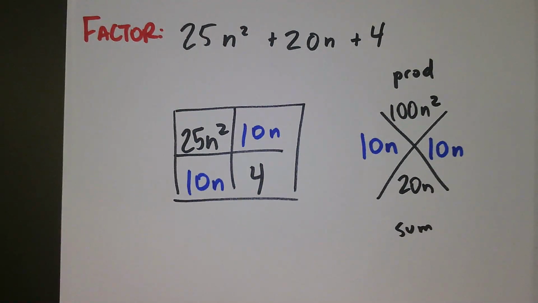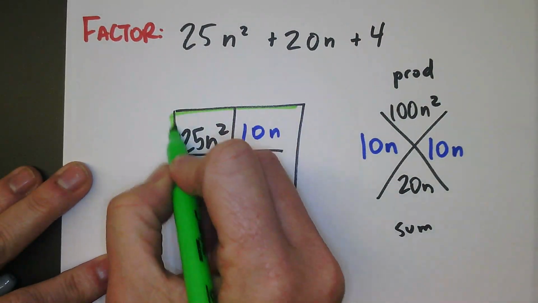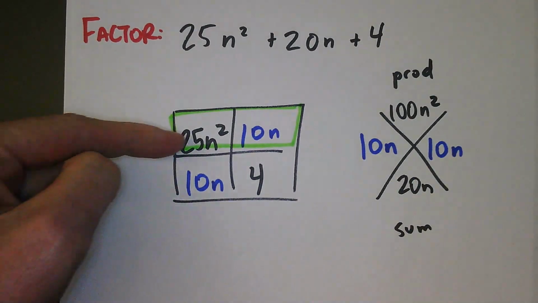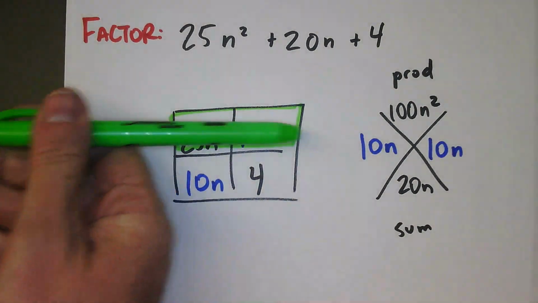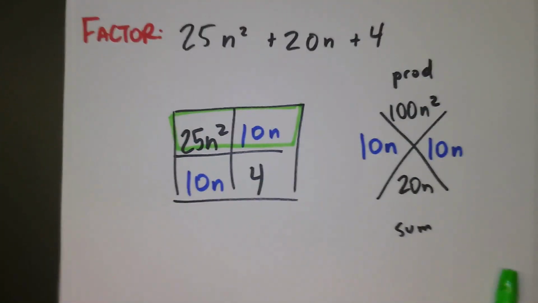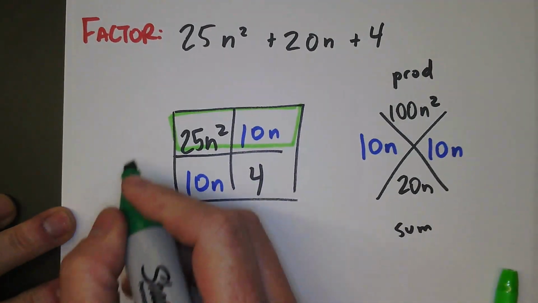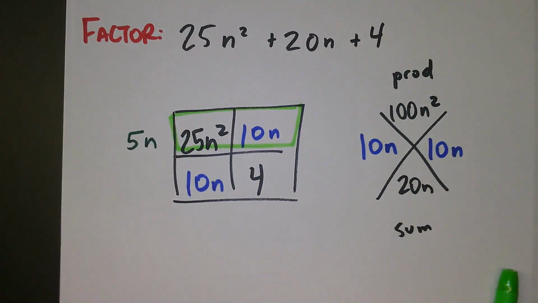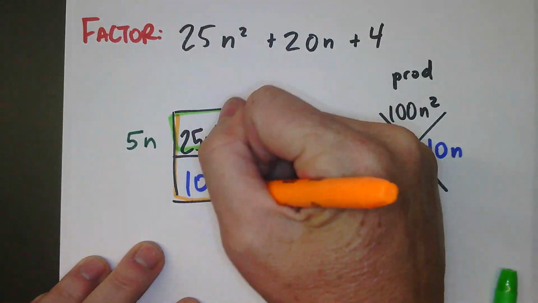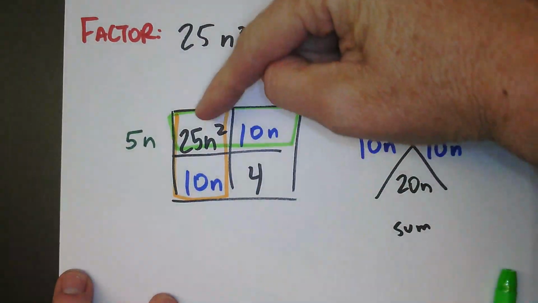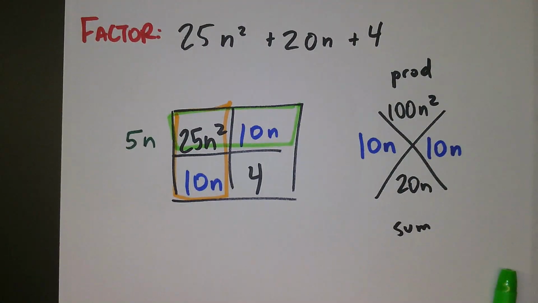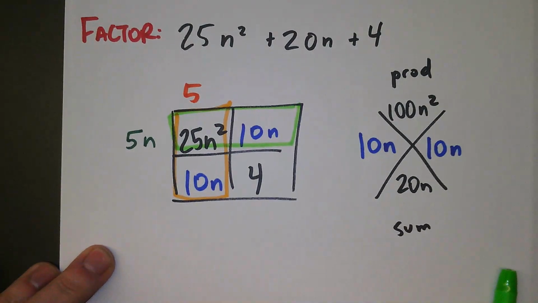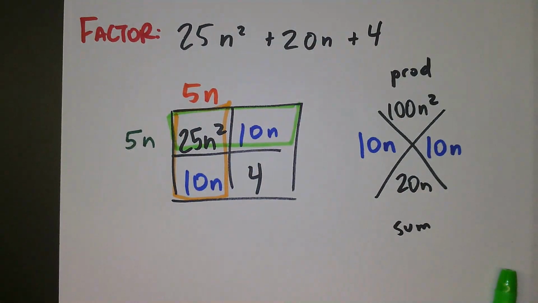And let's see, now I need to factor this. I need to look at this row as the entirety of 25n squared and 10n. And I need to see what goes into both of those terms. And I'm going to put that on the outside. So 25 and 10, the number that goes into both of those is 5. n squared and n, n goes into both of those. I'll do the same thing here on this column. So like looking down, what goes into both 25n squared and 10n? Well, 25 and 10, 5 goes into both of those numbers, n squared and n, n goes into both of those numbers.